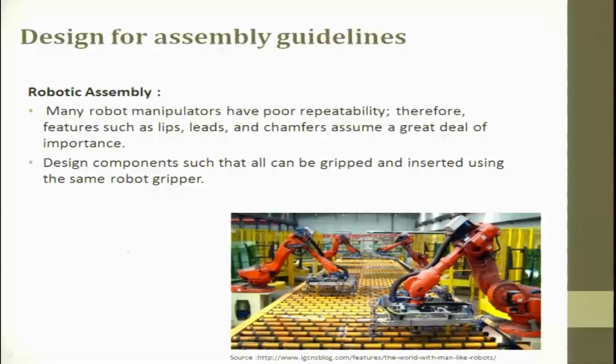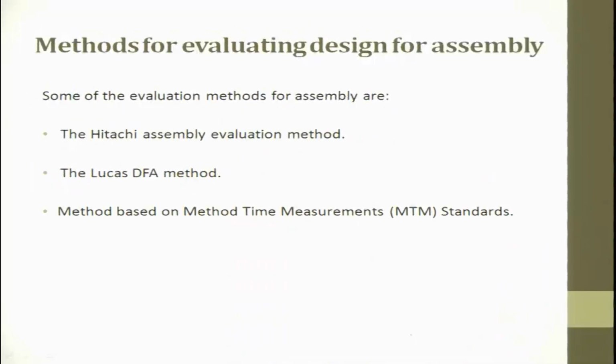So, here you see the robotic assembly. Many robot manipulators have poor repeatability, therefore features such as lip, lead and camber assume a great deal of importance. So, these lips, leads and camber are some of the features of the robot, and a great deal of importance, so that has to be taken care of. Design components such that all can be gripped and inserted using the same robot gripper. This is a robot end arm and this is a gripper. The gripper must be made universal such that it can be used both for insertion and removing.